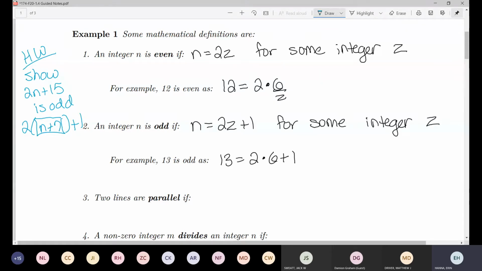It's trying to force you to figure out what it could be such that when you expand it out, it does show that it is odd. Does that make sense?